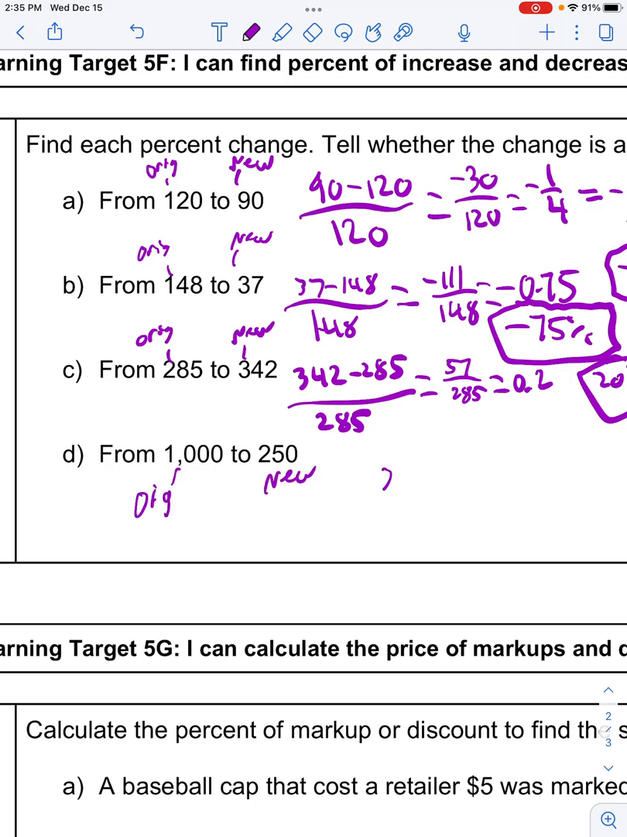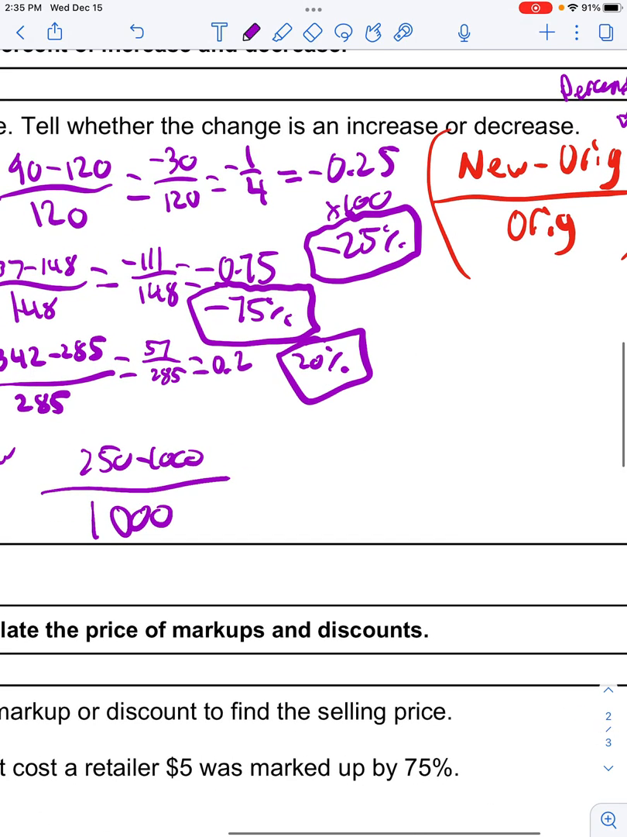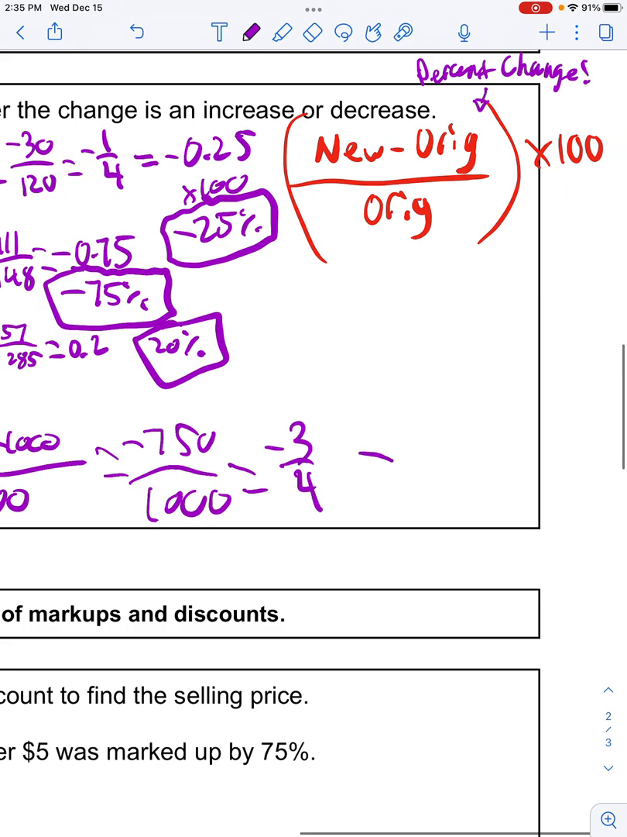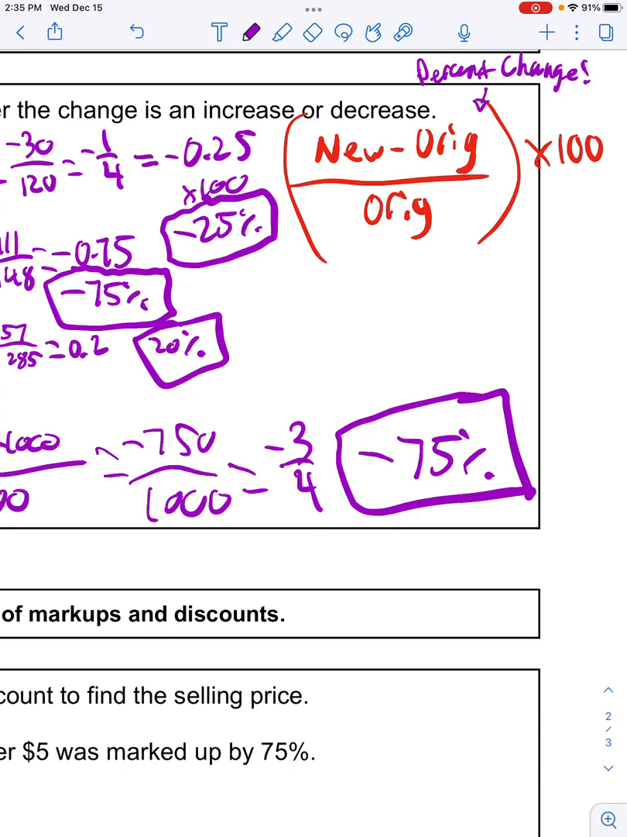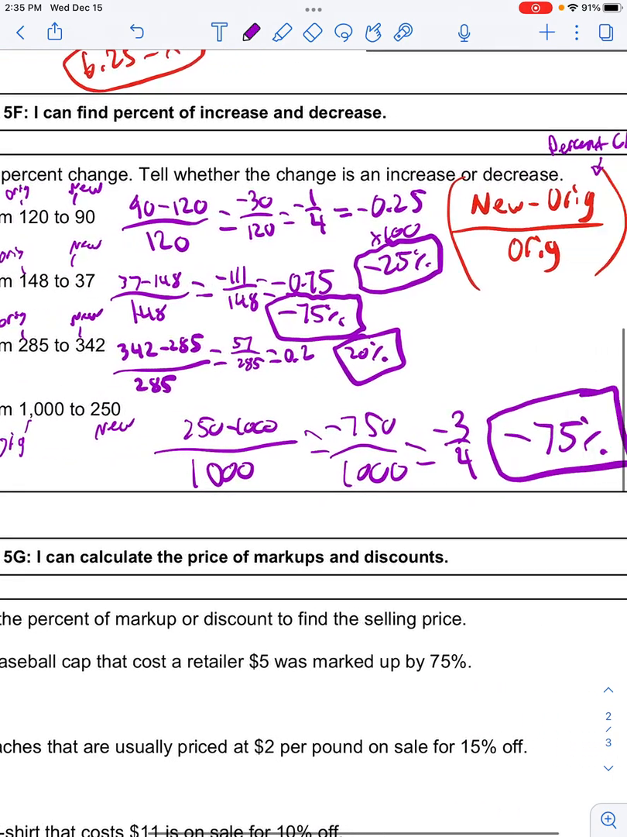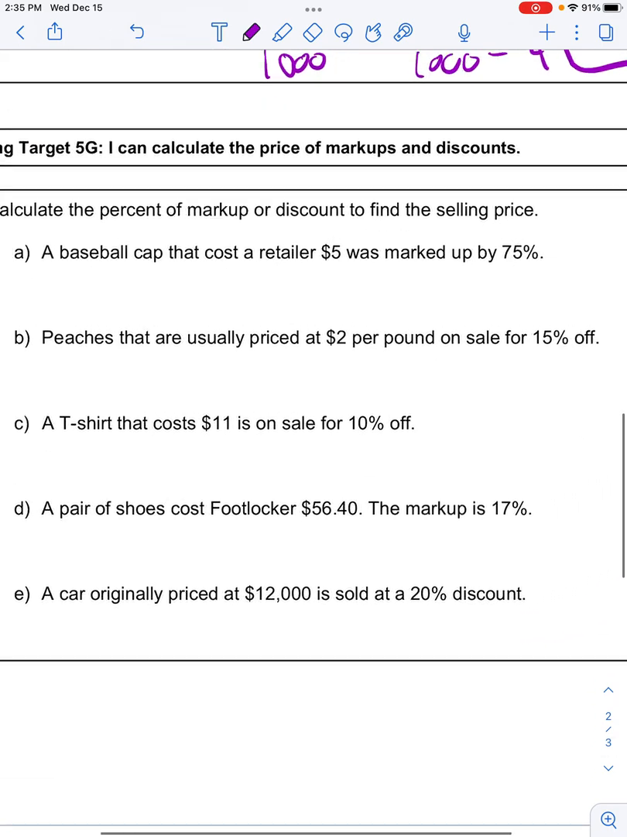Original, new, 250 minus 1,000 all over 1,000. Negative 750 all over 1,000 equals negative 3/4 if you simplify it, which gives me negative 75%. Two answers had negative 75%. Huh.